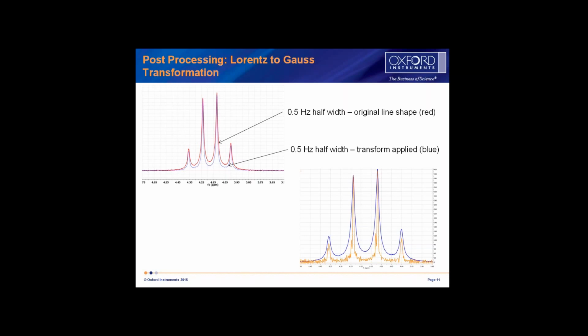But caution is advised with this, because as we can see, if we try and narrow the lines too much, and here we start with the same 0.5 hertz half width line, and we try to narrow it to a 0.2 hertz half width in the orange, we can see that by trying to narrow the line, we've increased the noise significantly in that spectrum, but we've also introduced some artifacts where the lines appear to be split. So care should be taken when applying this.